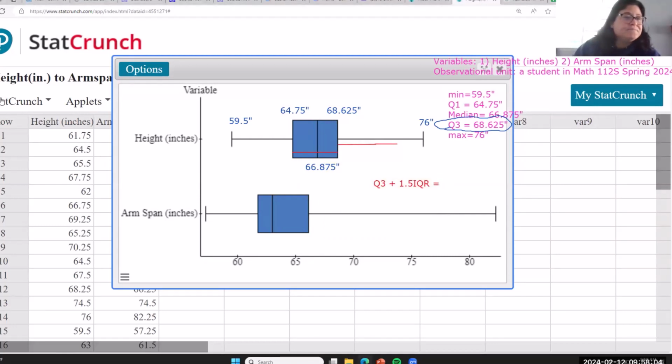So in our formula, we know that Q3 is 68.625, and we're going to add that to 1.5 times our IQR of 3, I already forgot what it was, 3.825. Correct me if I'm wrong. Let me just double check. Oh, 3.875. Okay, so 3.875. You can't see that too well, so I'm just going to put it under it. So this is what we're calculating.